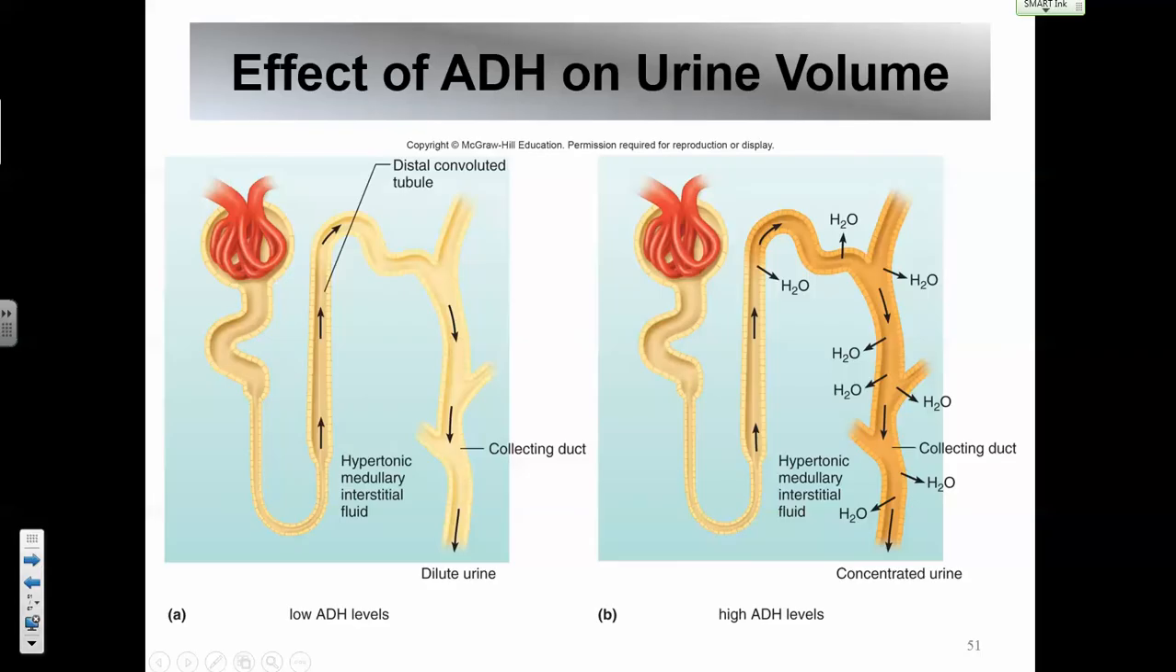So here you see on the left you don't have ADH. So whatever water is in there is going to keep on going and become part of the urine. And then on the right, your ADH levels are high. And so at that point, you can reabsorb water if you need to.